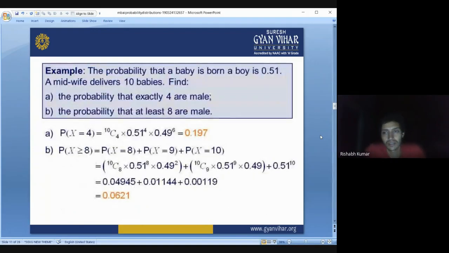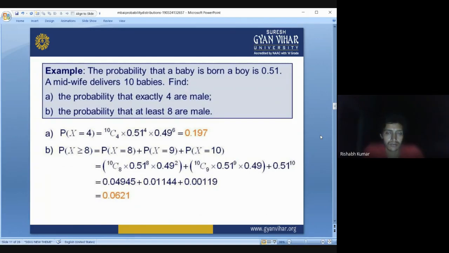Let us see another example. The probability that a baby is born a boy is 0.51. The midwife delivers 10 babies. Find the probability that exactly 4 are males, and the probability that at least 8 are male. So n is 10 babies, and the probability of getting a boy is 0.51. So p is 0.51, so q will be 0.49, right? For the probability that exactly 4 are males, r is 4 in the first part, and r is going to be 8 in the second part.